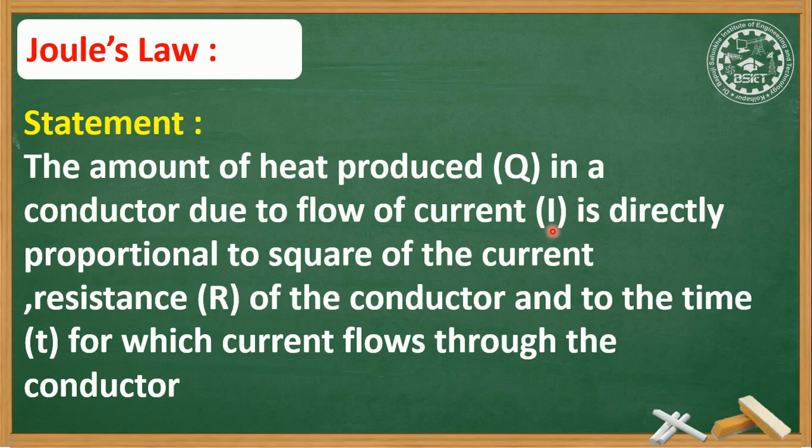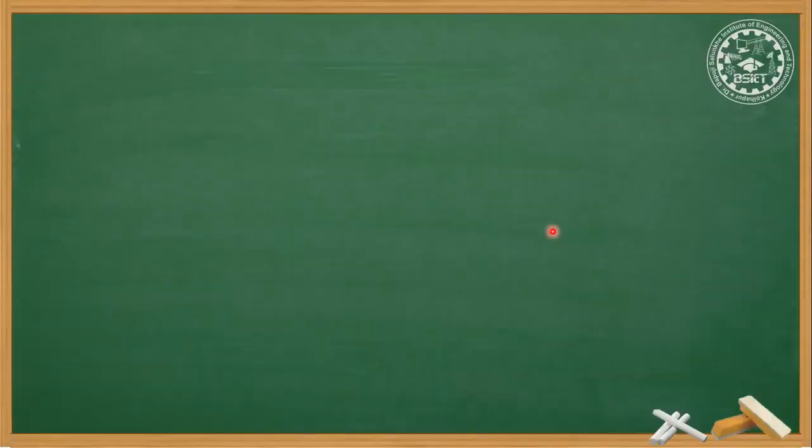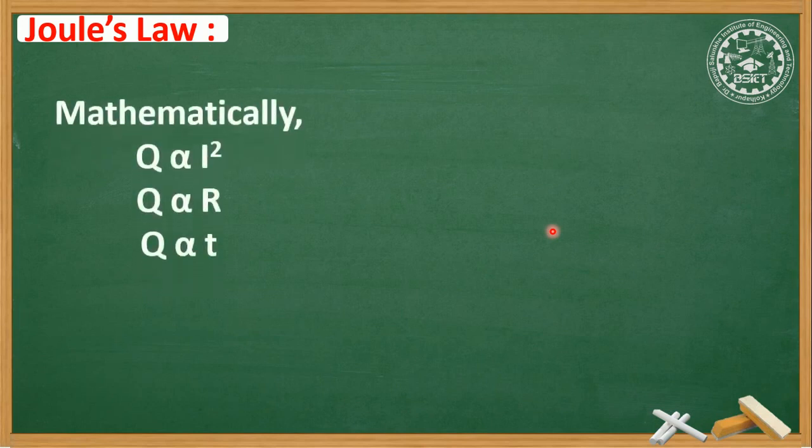So mathematically if we put Joule's law, Q is directly proportional to I square, meaning if the current value is squared, then in that proportion heat gets increased. Also, if resistance of wire is high, then amount of heat produced is high. And if we pass the electric current for longer time, then also amount of heat produced is high.